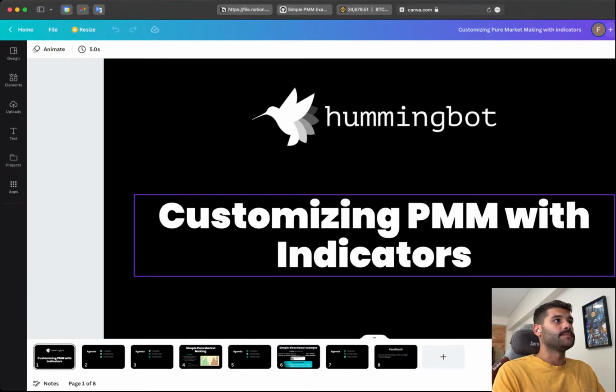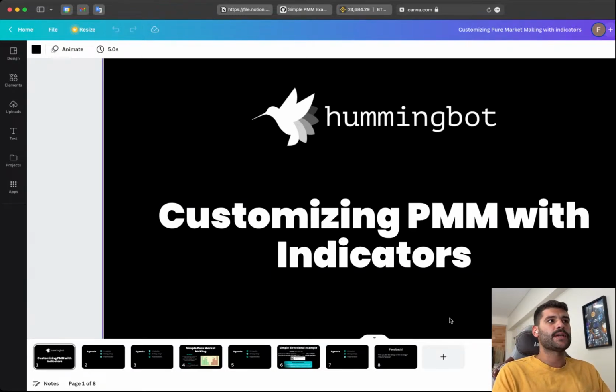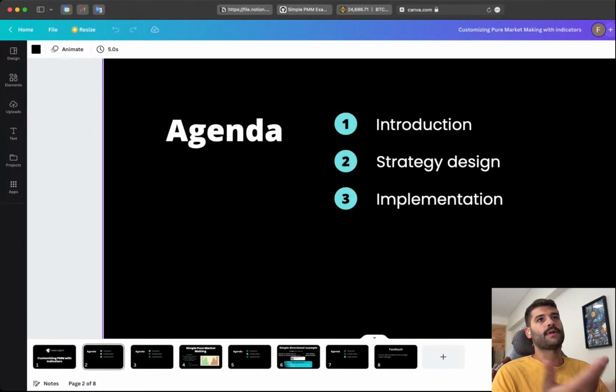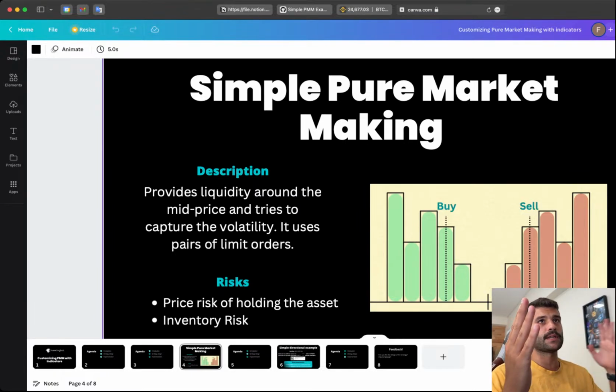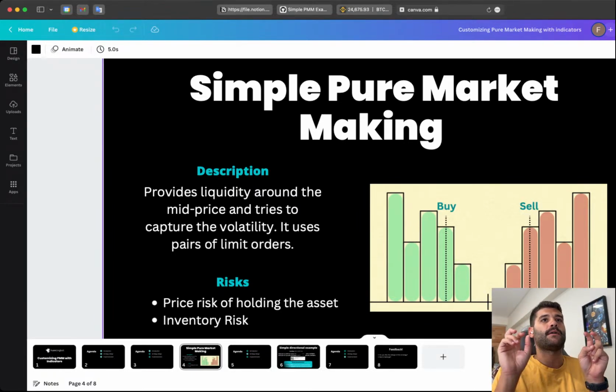Okay, well, today we're going to see how we can customize the PMM with indicators. So, first of all, we are going to have an introduction. Then we're going to review the design of the strategy, and then lastly, how to implement that with scripts. So, introduction. Simple pure market making strategy. You have to place two orders around the mid price, and you will try to capture the volatility. What is using a pair of orders. So you're going to place a buy order and a sell order, and those orders will be like paired.